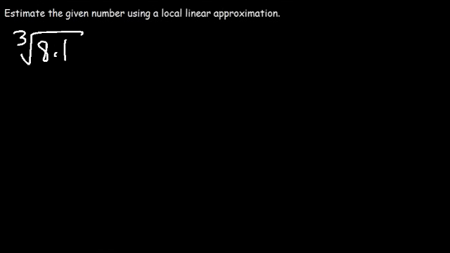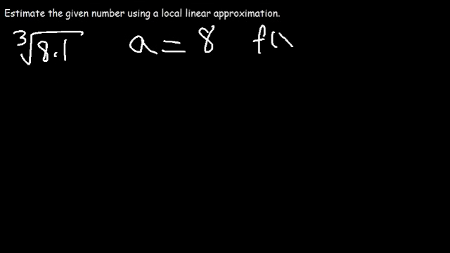Notice that we're not given f of x in this problem, and we're not given the value of a, so we have to find it ourselves. So we could say that a is not exactly 8.1, but it's a number close to it. We know the cube root of 8 is exactly 2, so we want to choose our a value to be 8 because we know the value of f of a.